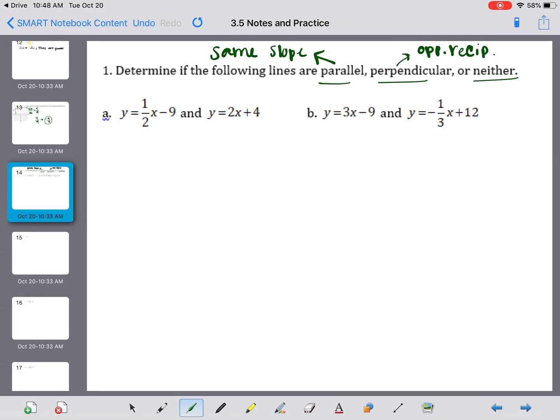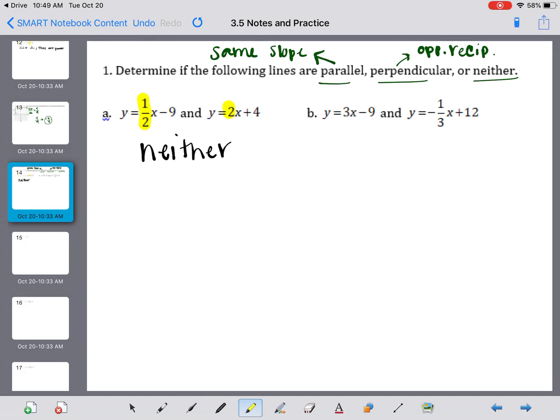Okay? So we take a look at A. This has a slope of 1/2, and this has a slope of 2. Well, the slopes aren't the same, so they're not parallel. They're reciprocals of each other, but they're not opposite, so they're not perpendicular, which means they are neither. They're not the same, they're not opposite reciprocals, so that means they're neither. They're just two lines that happen to intersect. Nothing really special about them.